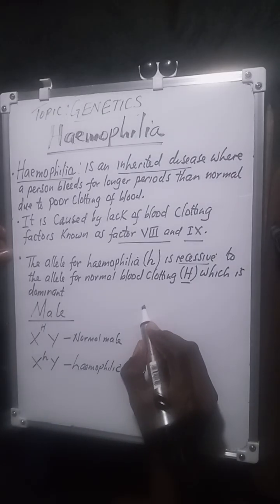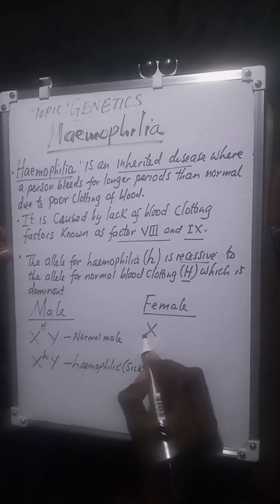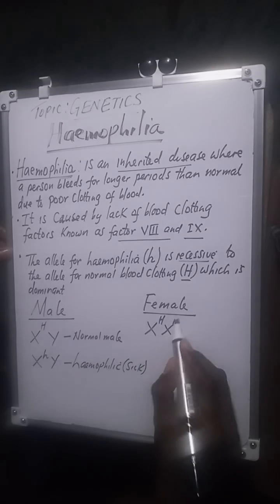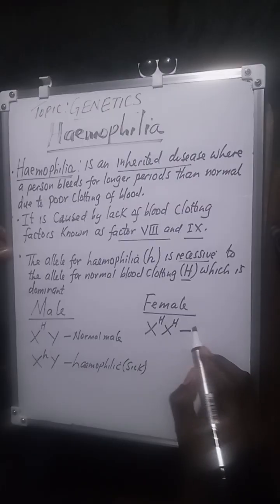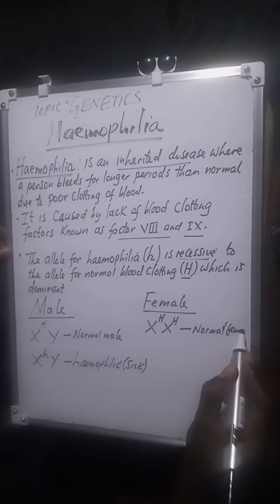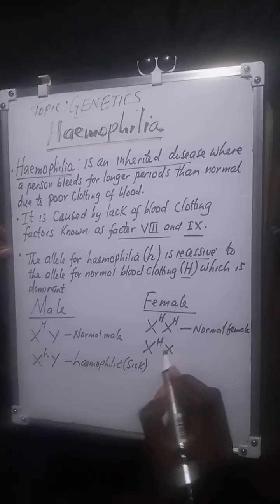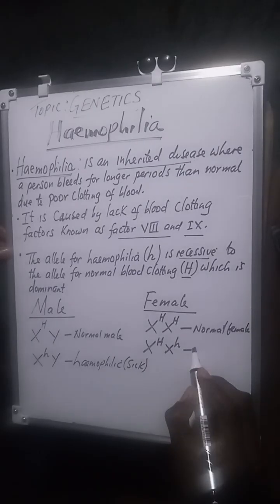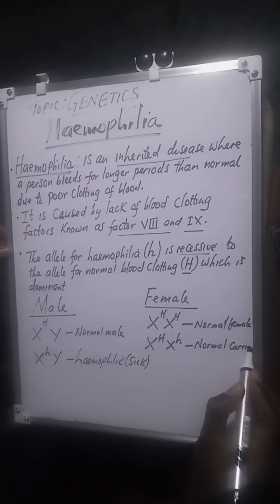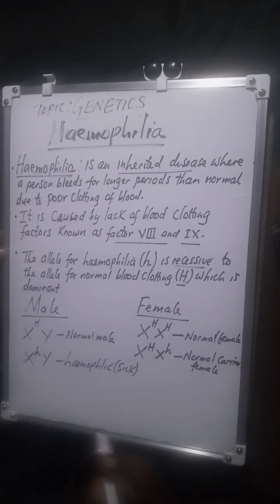What about a female? Well, a female carries the X and the X chromosome, so she can have a capital H and a capital H. So that actually represents a normal female, with normal blood clotting. But if she's X capital H and X small h, it simply means that she's normal but a carrier. So we simply say normal carrier female. She's normal, but she's a carrier of the allele that causes hemophilia.